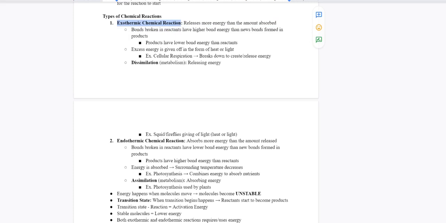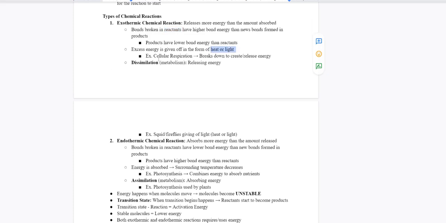So the reactants' bonds that are broken have higher bond energy, which means it's harder to break them than the new bonds formed in the products. So the products actually have a lower bond energy than the reactants. And for exothermic reactions, the energy that is released is usually released in the form of either heat or light.